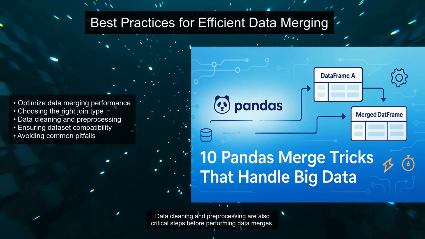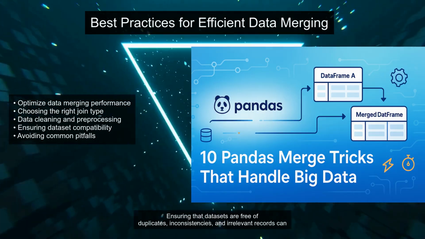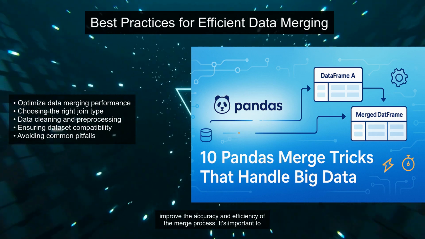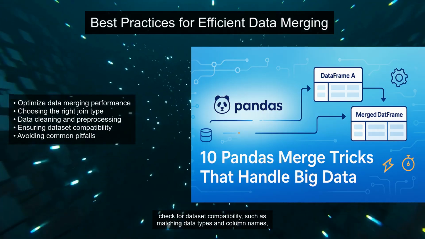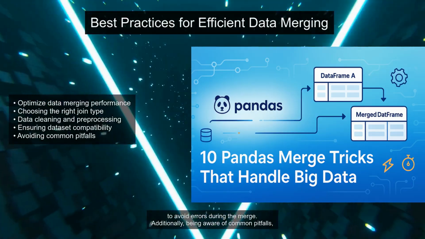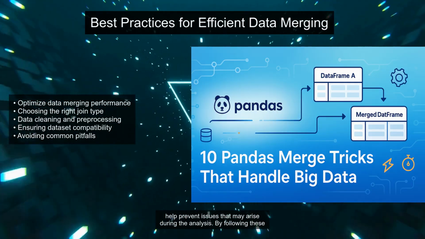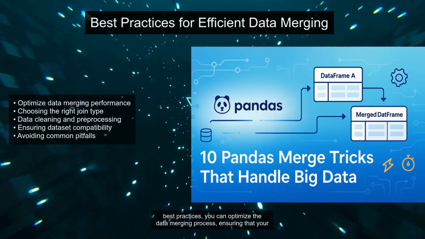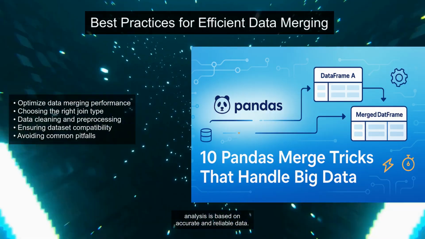Data cleaning and preprocessing are also critical steps before performing data merges. Ensuring that datasets are free of duplicates, inconsistencies, and irrelevant records can improve the accuracy and efficiency of the merge process. It's important to check for dataset compatibility, such as matching data types and column names, to avoid errors during the merge. Additionally, being aware of common pitfalls, such as incorrect assumptions about data relationships or overlooking missing data, can help prevent issues that may arise during the analysis. By following these best practices, you can optimize the data merging process, ensuring that your analysis is based on accurate and reliable data.